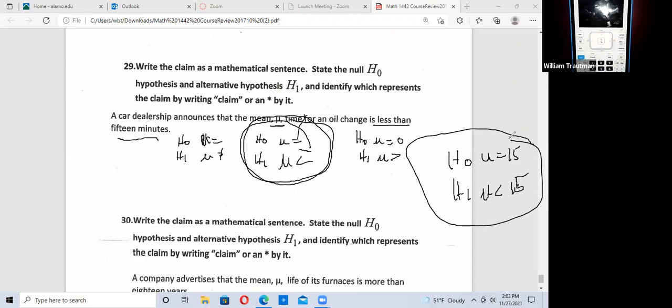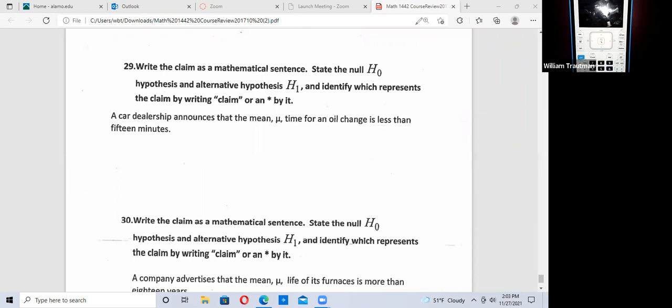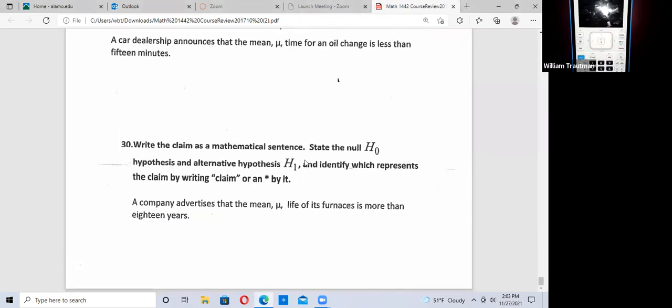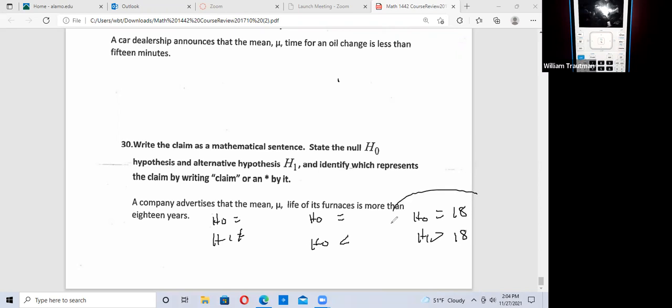That's it. That's the answer. And we have one more. Question 30. H0, H1. So we can have equals or not equals. We can have equals or less than, and then we can have equals and greater than. A company advises the mean life insurance is more than 18 years. More than, greater than 18. So this is the answer. When it says greater than 18, you got to go for the greater than symbol.